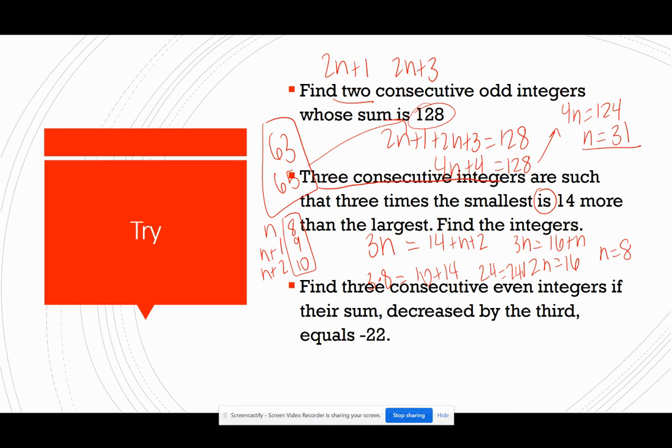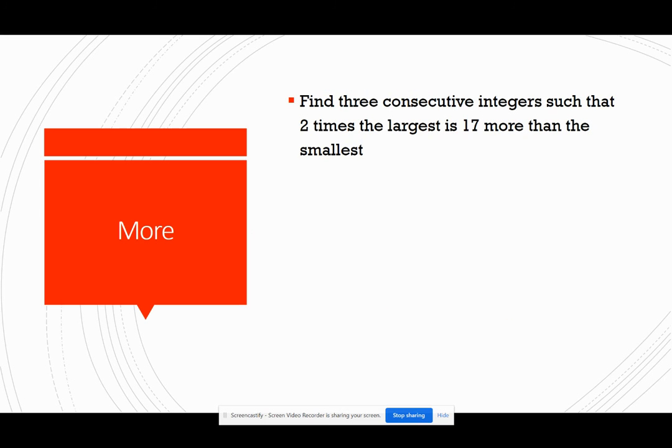I'm going to skip that one because that one was just a little bit of a thinking problem. It's not going to be one you're going to see on the quiz or test, so I'm just going to skip that to get to the more important ones.